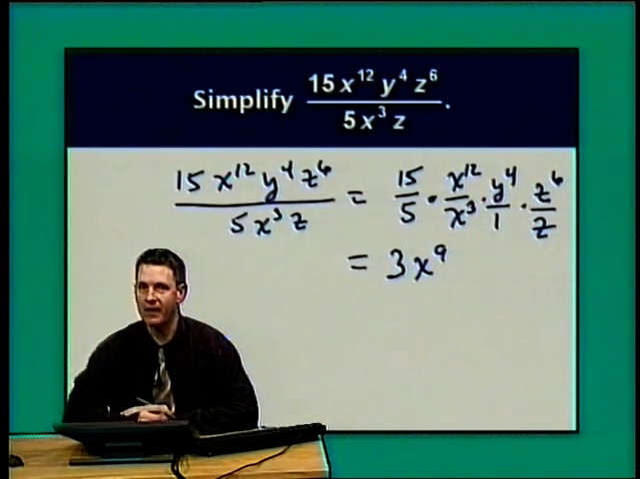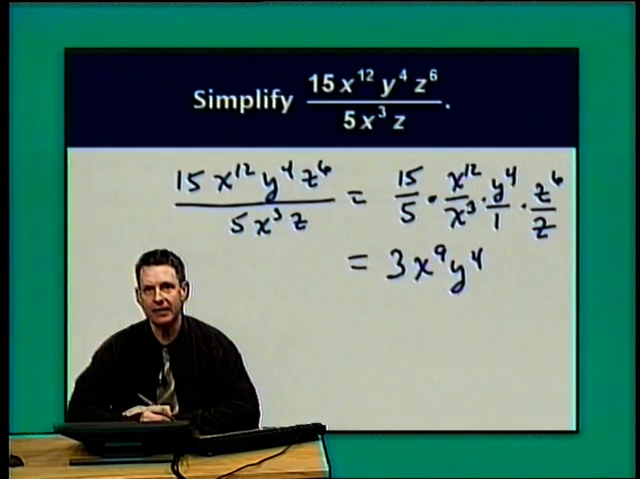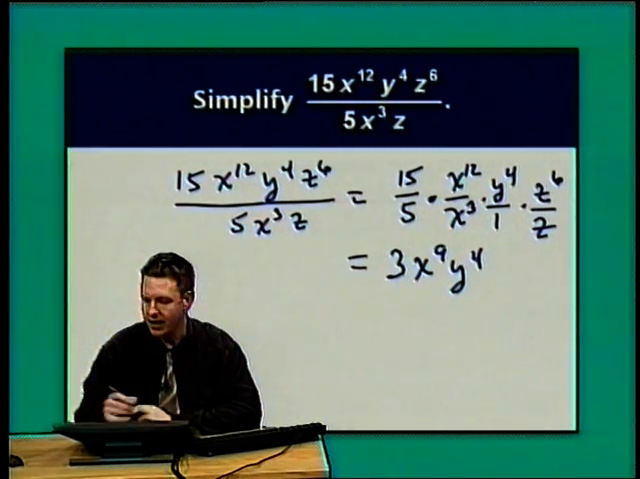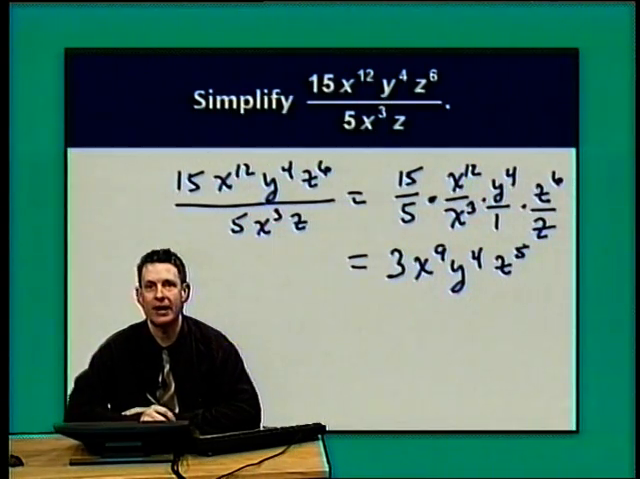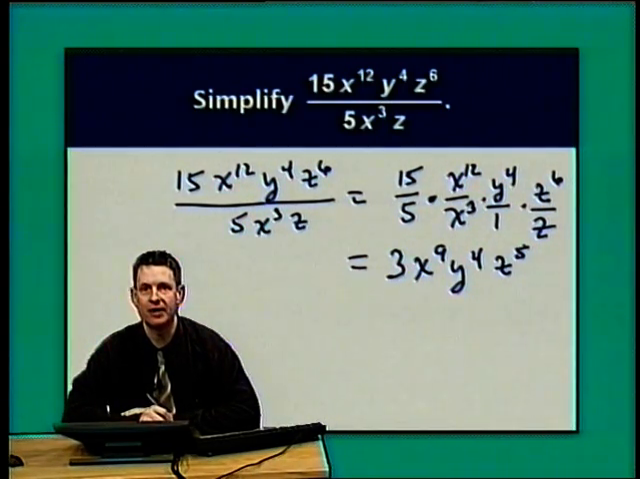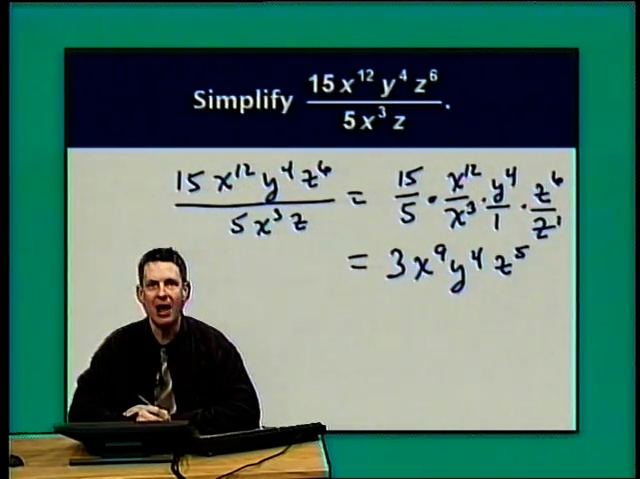Y to the 4th divided by 1, well, that's just y to the 4th. Z to the 6th divided by 1 factor of z leaves behind z to the 5th. There's another way that I can see that that last factor is just z to the 5th. I can think of z as z to the 1st power. And the quotient rule of exponents says that z to the 6th divided by z to the 1 simplifies to z to the 6 minus 1 power.